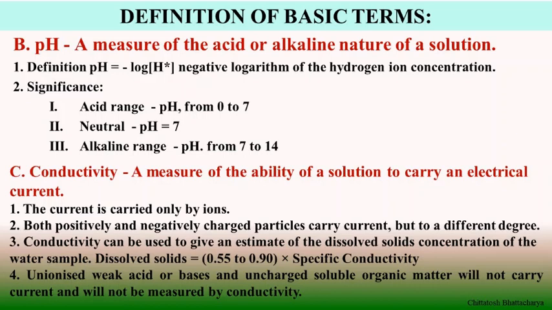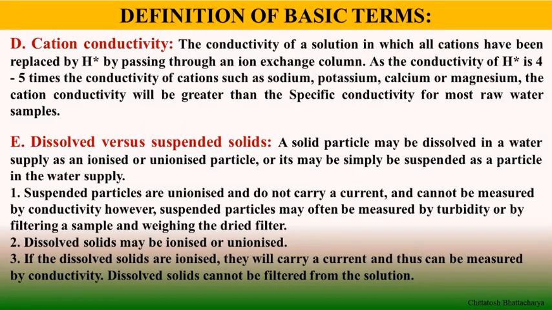Unionized weak acids or bases and uncharged soluble organic matter do not carry any current, and that cannot be measured by conductivity. Cation conductivity is the conductivity of a solution where all cations have been replaced by hydrogen ions by passing through an ion exchanger column, and the conductivity of hydrogen ion is 4-5 times the conductivity of any light material like sodium, potassium, calcium or magnesium, and cation conductivity will be greater than the specific conductivity of most of the raw water samples.